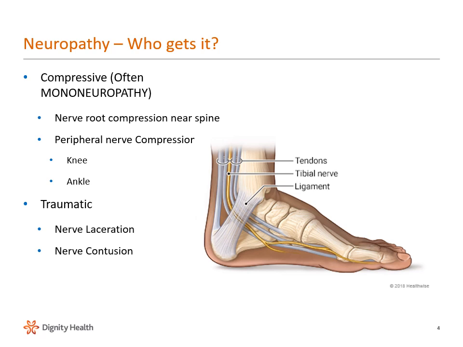So who gets neuropathy? Well, depends. Compressive neuropathy is often mononeuropathy, and essentially that means that a single nerve is compressed. It's rare to have compression of multiple nerves, but it is possible. Compressive neuropathy can happen at nerve roots coming out of the spine, such as a herniated disc or from arthritis or change in the spinal column.